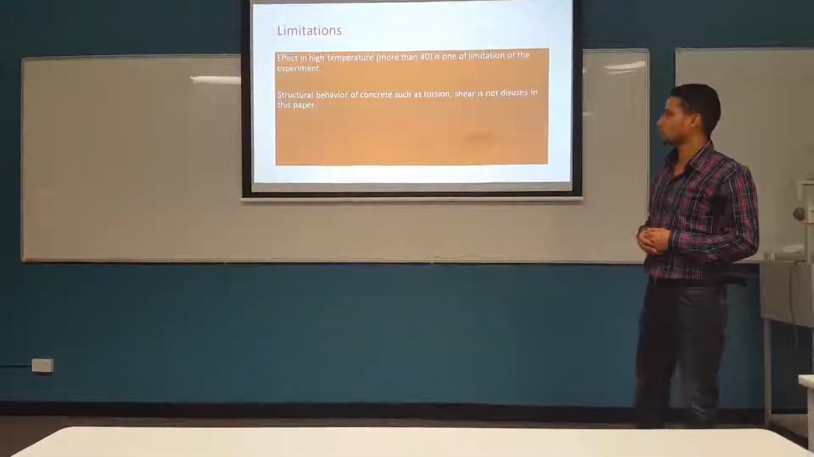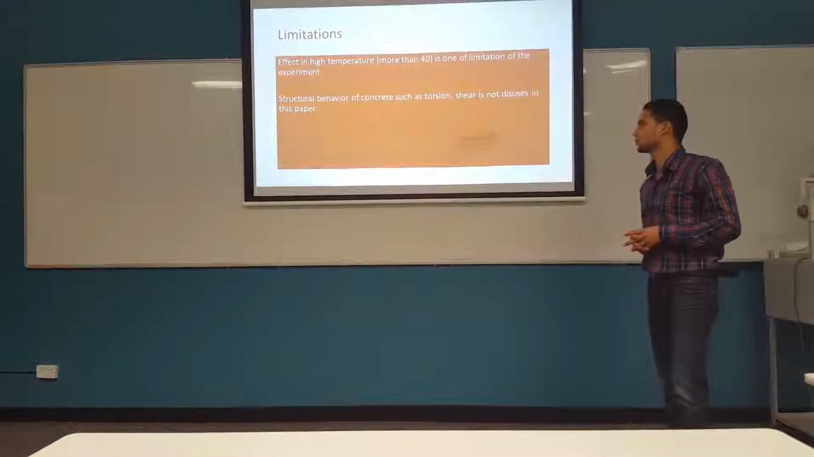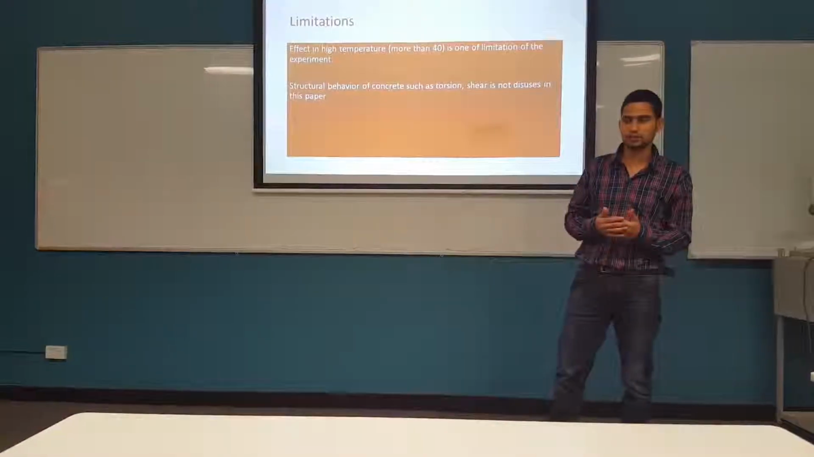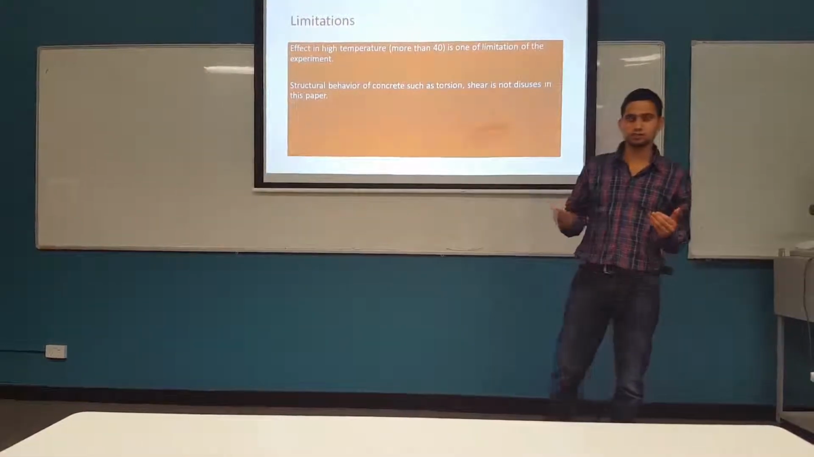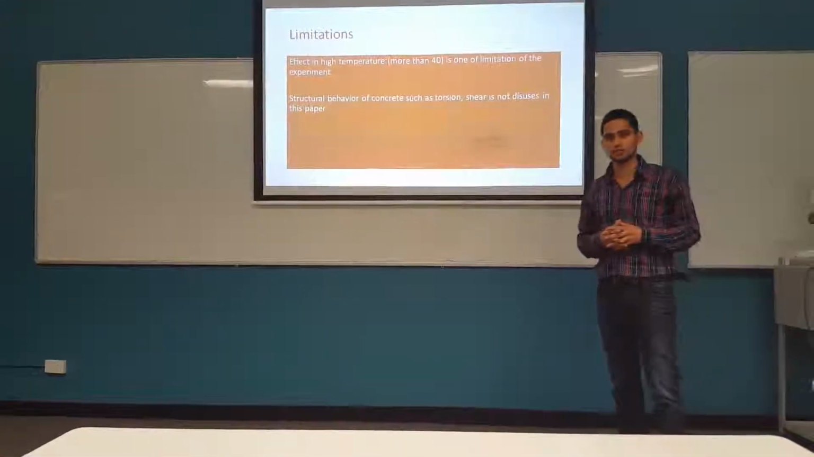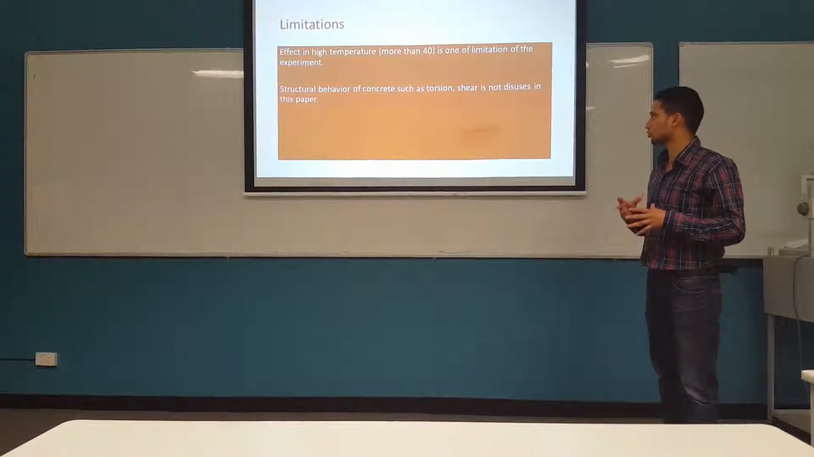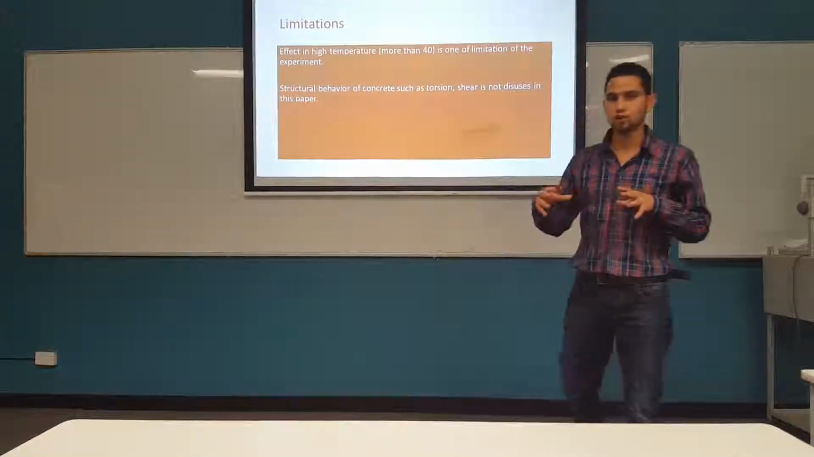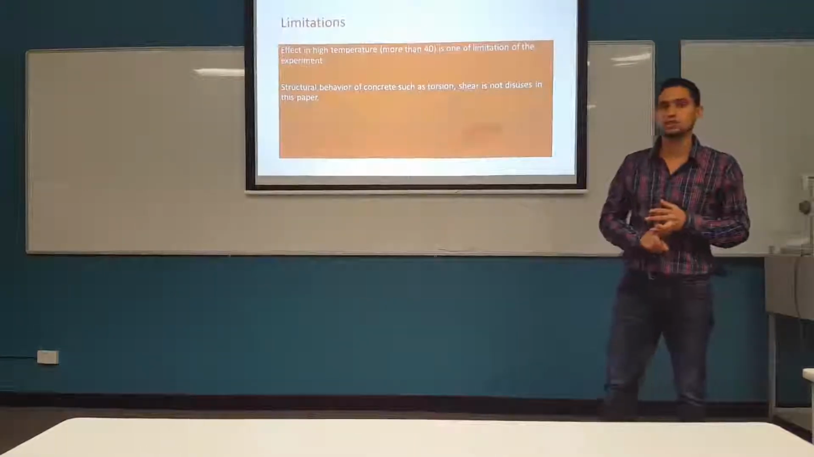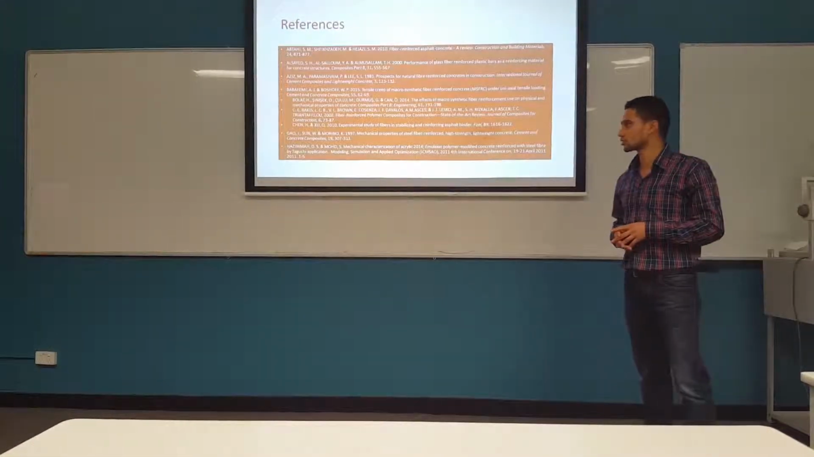And the limitations: I have some limitations in my research design. The effect of temperatures higher than 40 degrees Celsius is one of the limitations of the experiment. If the fiber is exposed to high temperature, there can be a change in its structural properties, and we may obtain different results. What the effect of synthetic fiber reinforced concrete is above 40 degrees Celsius has not been discussed in my research paper. Structural behavior of the fiber reinforced concrete, such as torsion and shear, is also not discussed in this paper. And these are the references that I have used for the literature review.